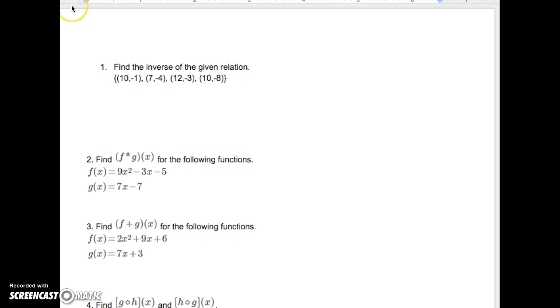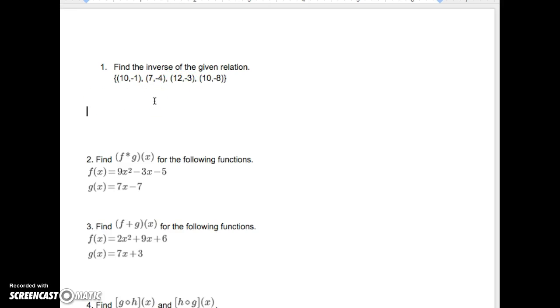Okay, we're looking at the Unit 1 Lesson 10 through 12 quiz, and this is the explanation video for how you do the problems in the quiz. So the first question says we need to find the inverse of the relation, and we have the points (10, -1), (7, -4), (12, -3), and (10, -8).